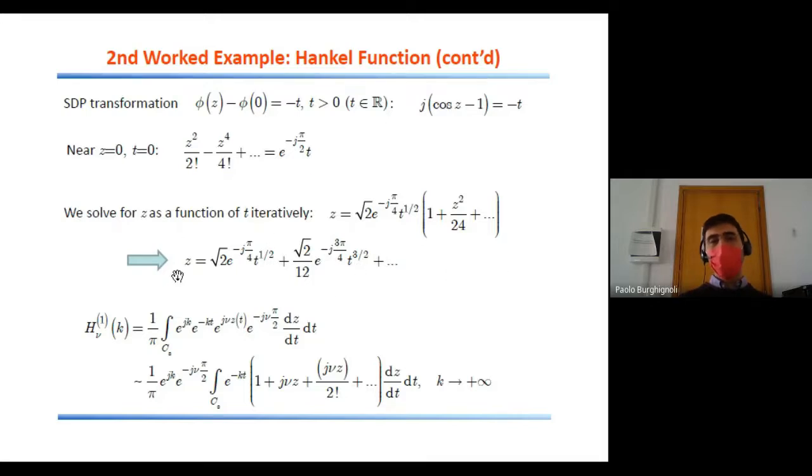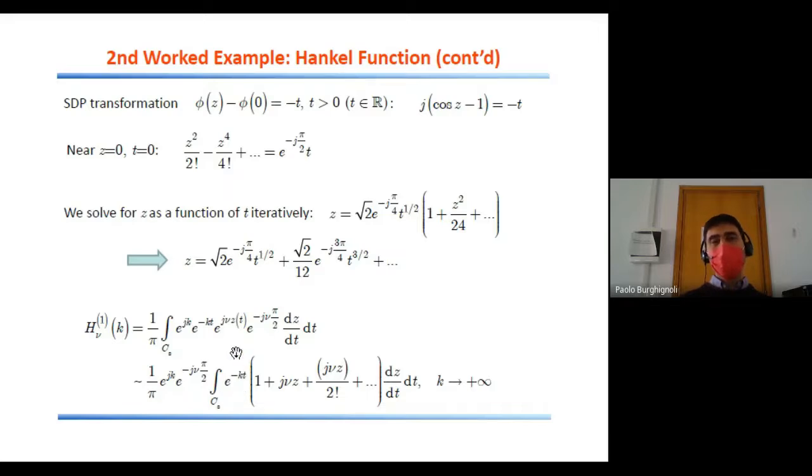This is what we need, because we now can use this expansion to evaluate our Hankel function. So we have our integration along the steepest descent contour of the exponentials. In particular, we can take outside all the constant terms from the integral, so that inside the integral what remains is just the real Laplace exponential e to minus kt.